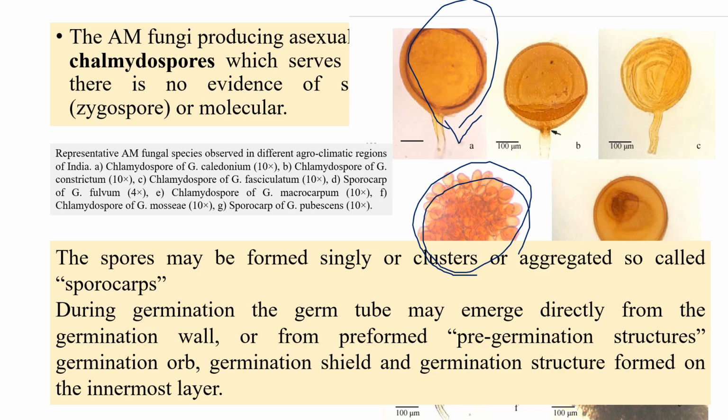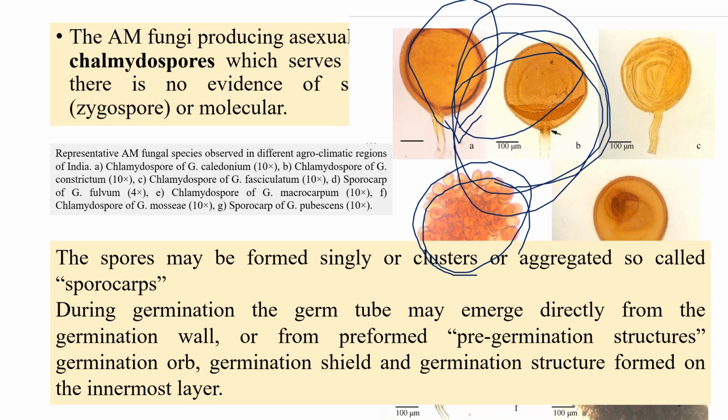So they are formed only during germination, or maybe they germinate directly from the germination wall, or maybe pre-germination structures are formed, like germination orb or germination shield. When we see this picture, it represents different kinds of chlamydospores produced by the various species of Glomus, or glomerospores, right?